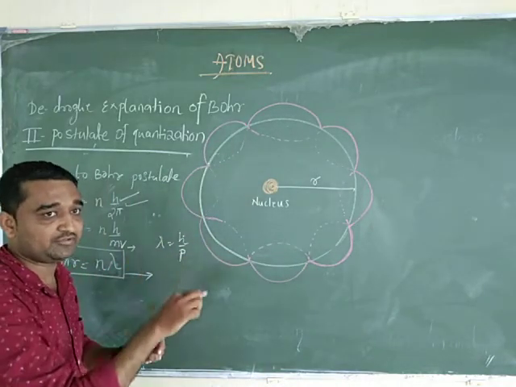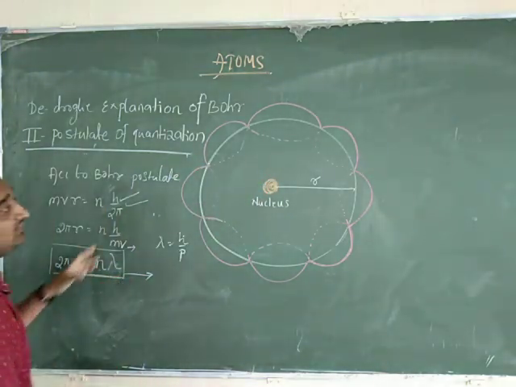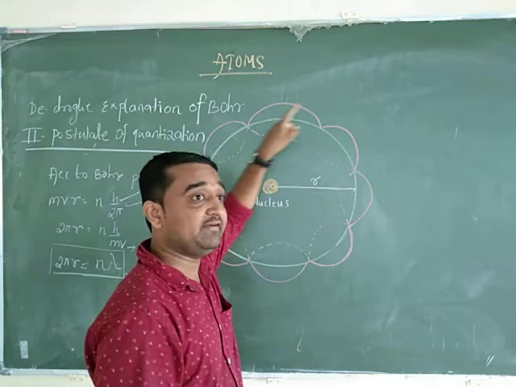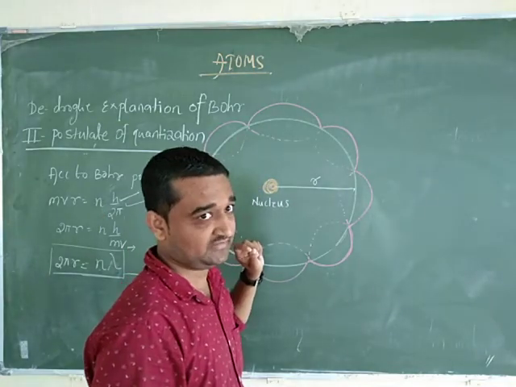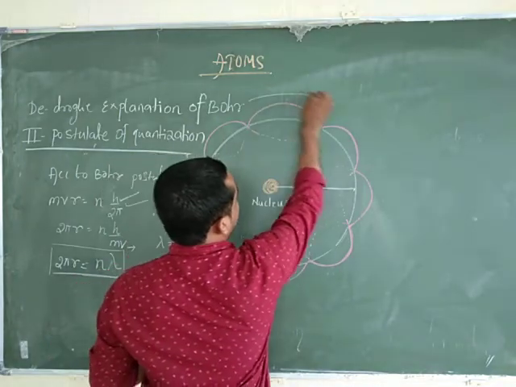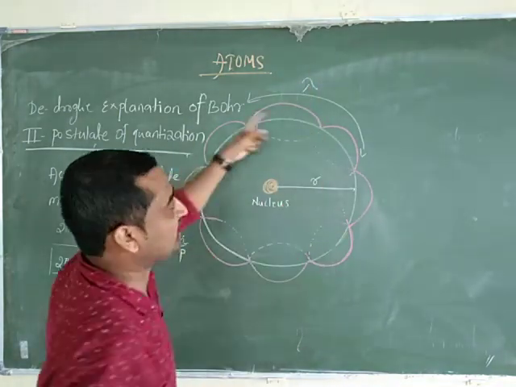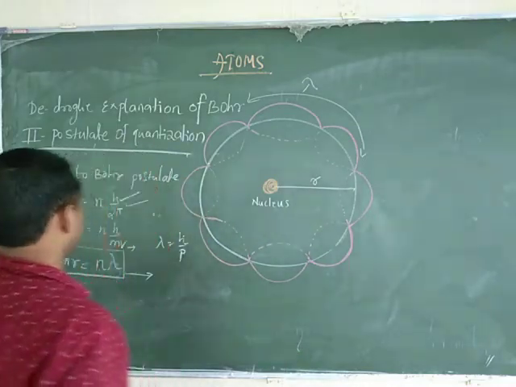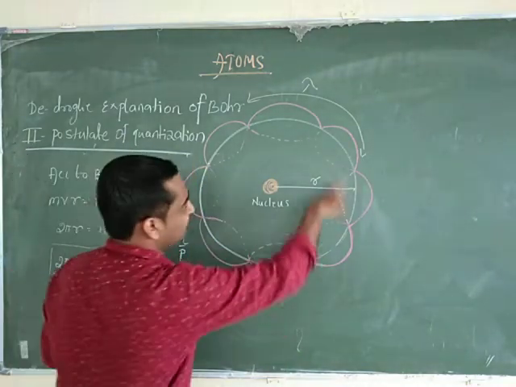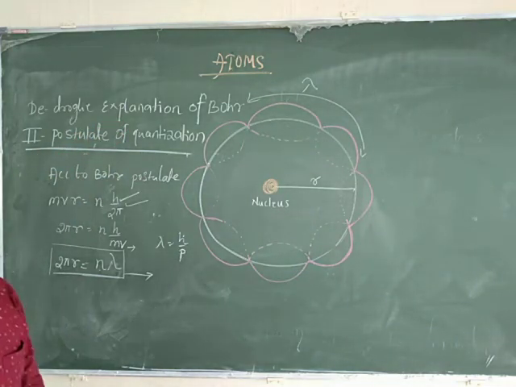The circumference of the orbit in which the electron is revolving is equal to an integral multiple of the wavelength of the electron revolving in its stable orbit. This is one wavelength of the electron. So in this way, n times the wavelength is equal to what? The circumference of the orbit. So this is the de Broglie explanation of Bohr's second postulate of quantization.